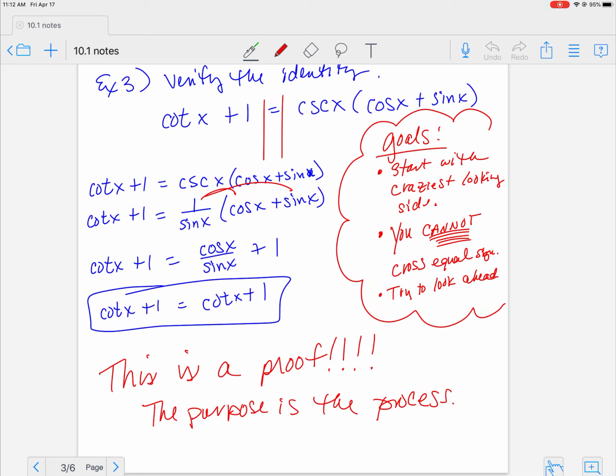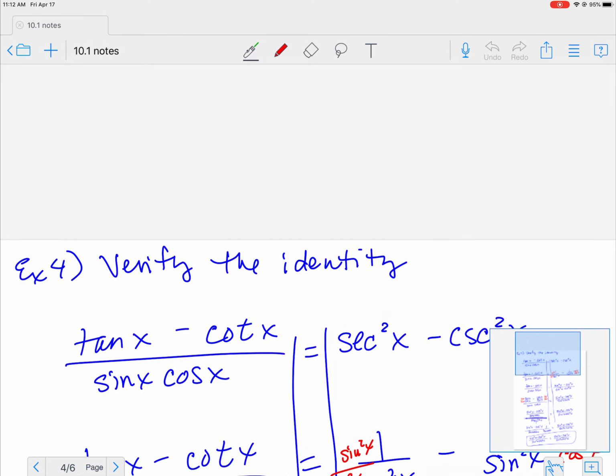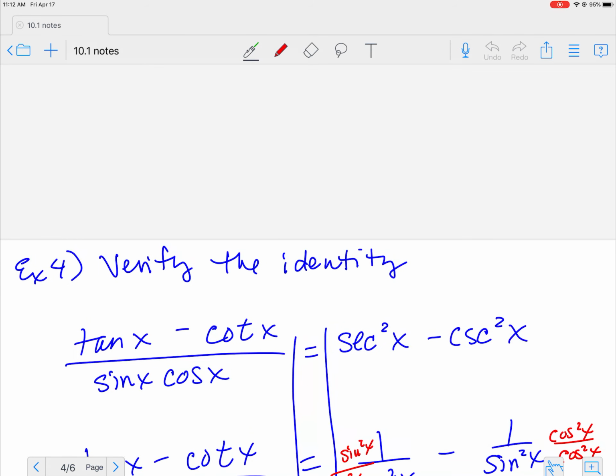This is just the thinking process. Okay, let's do some more. This is just practice, like factoring or anything else. You practice this manipulation, practice manipulation. That's when you get good at it. All right, so let's start here with this.